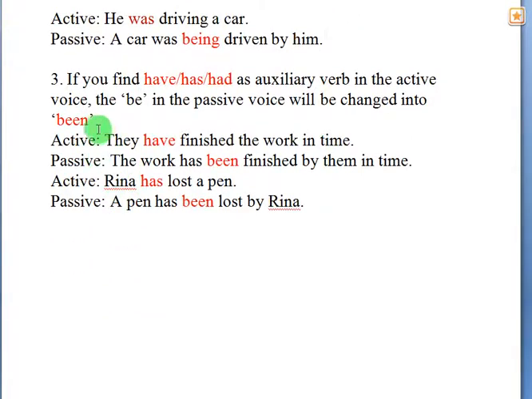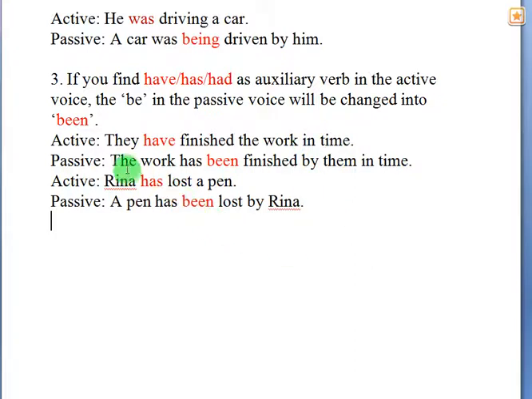In the third case, if you find have, has or had as auxiliary verb in the active voice, then the be in the passive form will be changed into been. You will have to make the past participle form of the additional be. Just notice the example. They have finished the work in time. This is the subject, auxiliary verb have, past participle form of the main verb, object, and the extension in time.